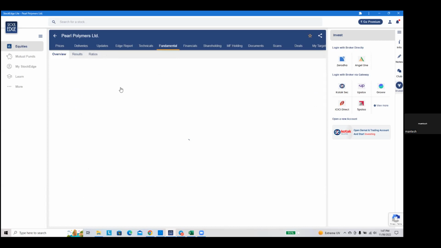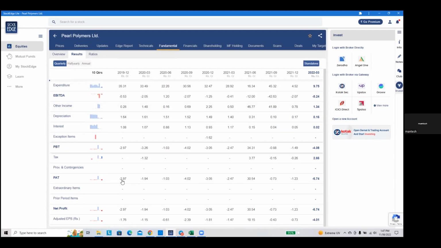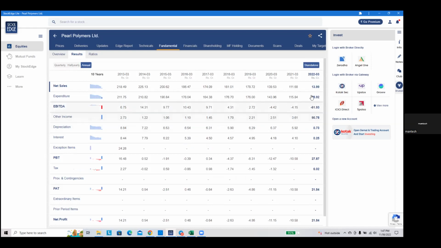Then straightaway I will go to fundamentals, results, quick checks, not a deep dive. Net sales is 4 crore, it is a 4 crore company. Okay. PAT, oh my God, see this, -6 lakhs. It means this company has been positive only once, earning 31 lakhs, after that -6 lakhs. Okay, I'll look at annual. I will just go to annual. A 13 crore company. Okay, okay, but if you see, continuously this is falling: 181, 178, 139, 111 and now 13 crore. From 111 crore it became 13 crore.